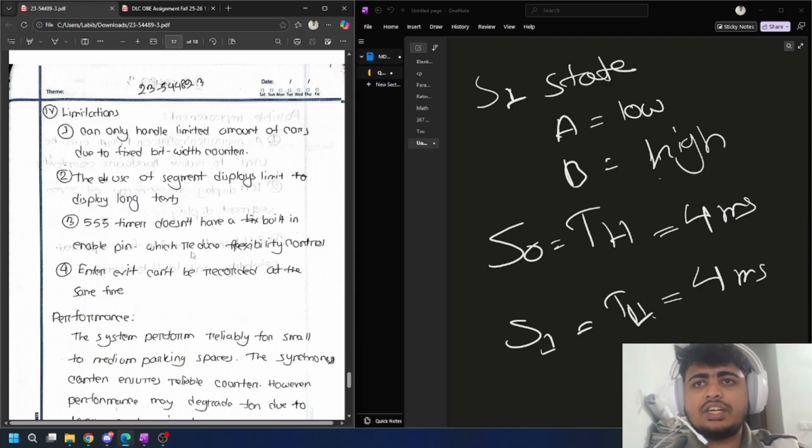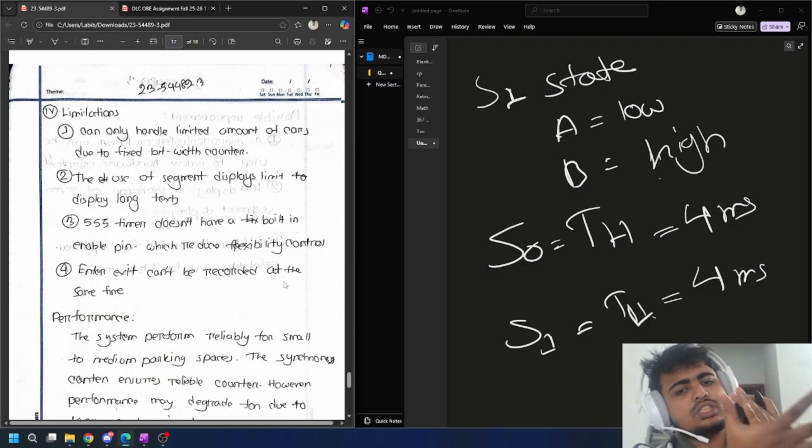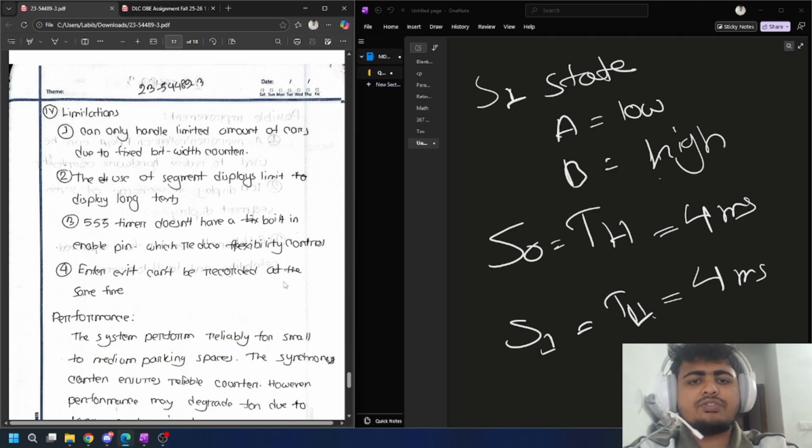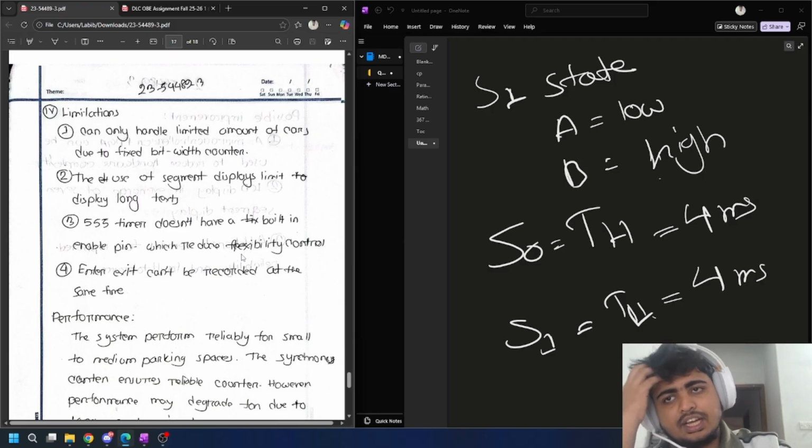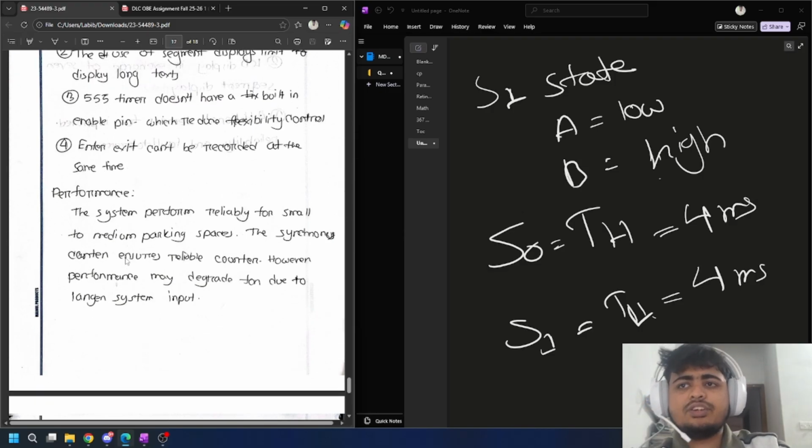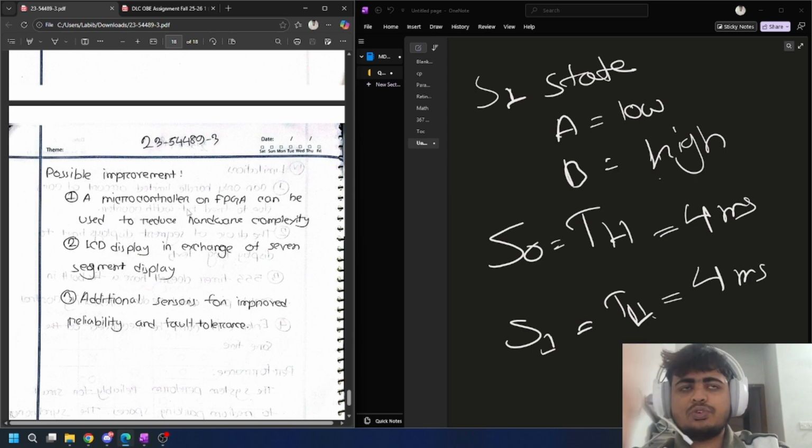For that, the 555 timer doesn't have a built-in enable pin, which reduces flexibility of control. Also, enter and exit cannot be recorded at the same time, because the two sensors are using only one counter. So if a car is entering and another car is exiting at the same time, it cannot register properly. Performance: this system performs reliably on a small parking slot. The synchronous counter ensures reliable counting, however performance may degrade with longer input. That means more input equals more unreliable counting.